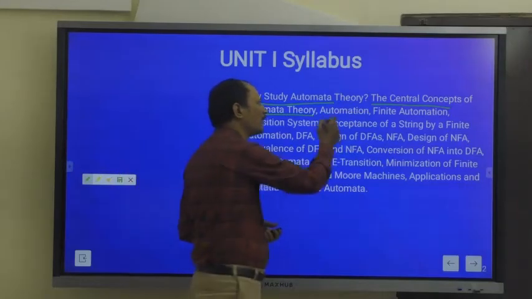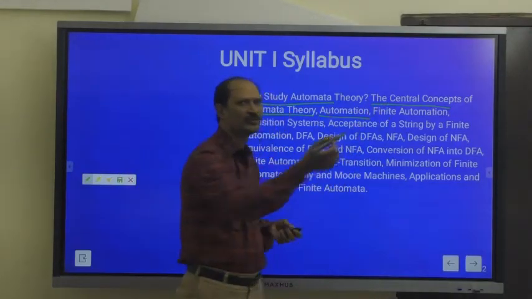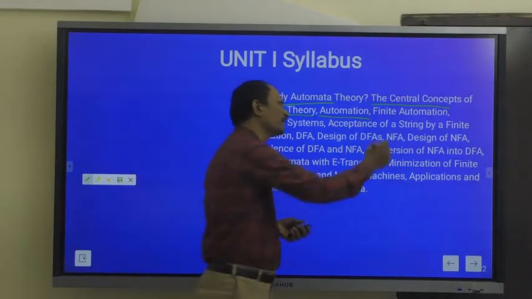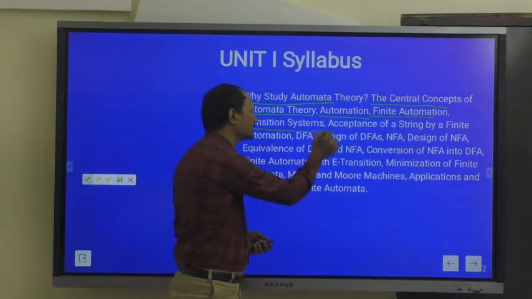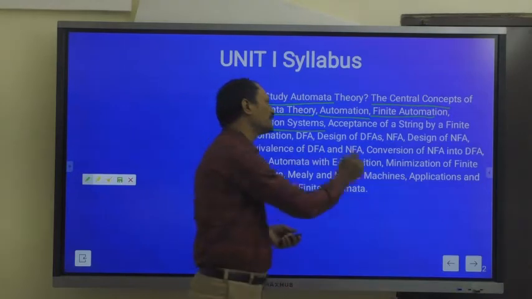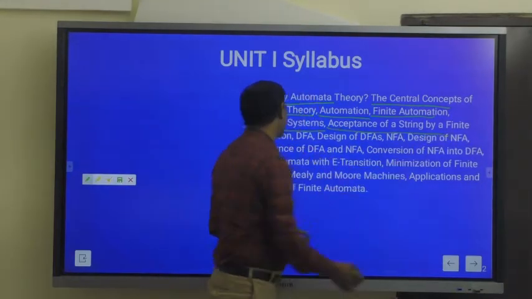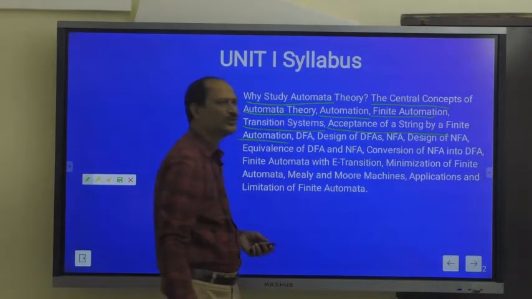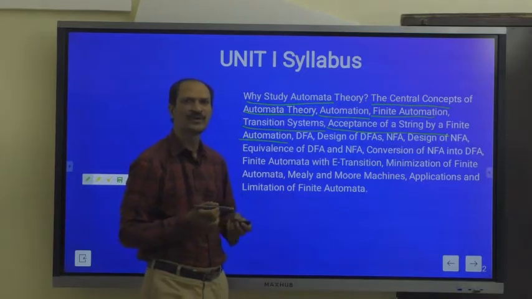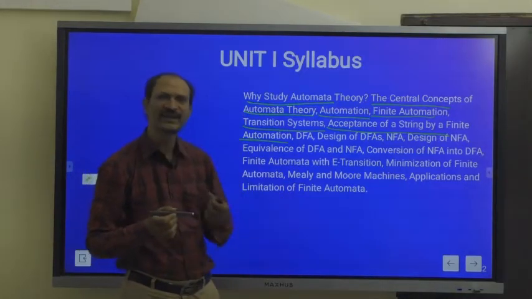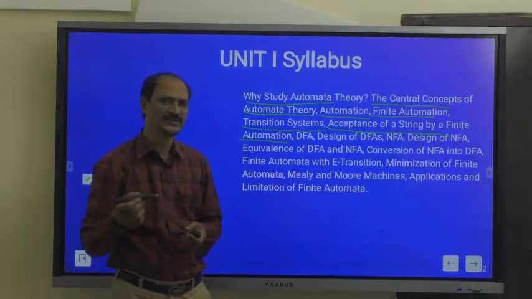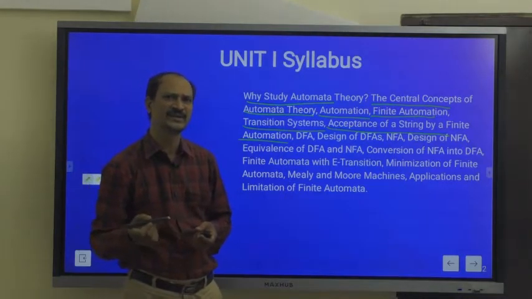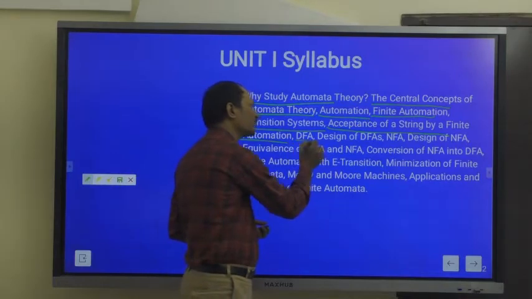Then we are going to learn about automation. What do you mean by automation? That is followed by finite automation. After that, we are going to see transition systems, and acceptance of a string by a finite automation. Then we are going to see the most important and most tricky concept, called deterministic finite automata. In shortcut, we say DFA. This is what we are going to study.